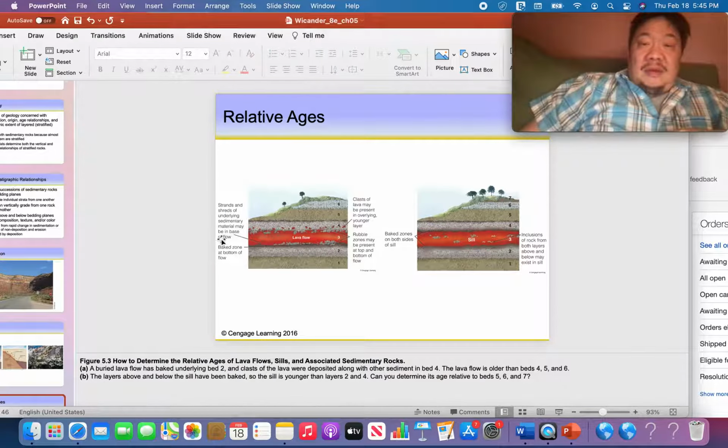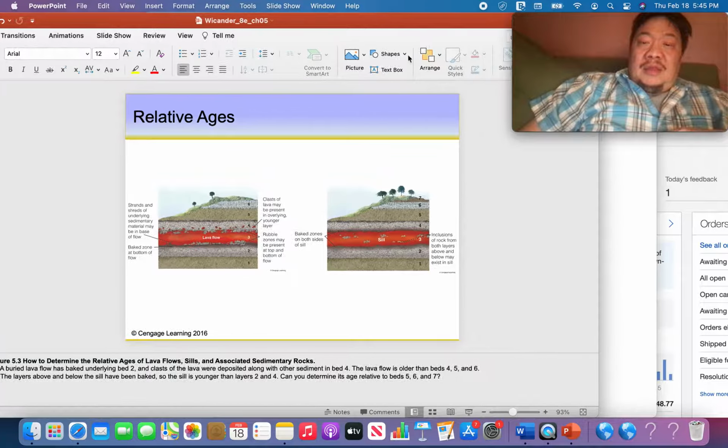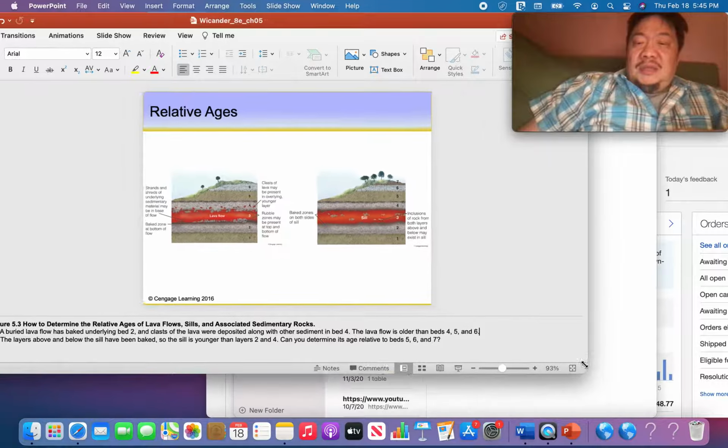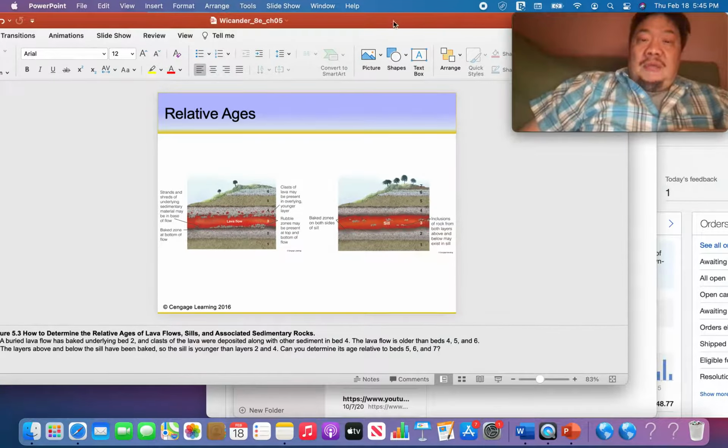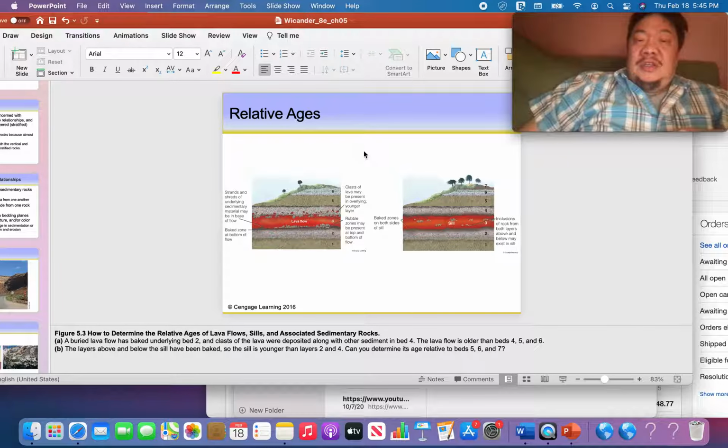And relative dating. When you're looking at these, don't just think, oh, bed 1 was deposited, bed 2 was deposited. Think about the history of the area and geological processes, and it will make life a lot easier when you're doing relative dating. For example, here you got 2 different cross sections.